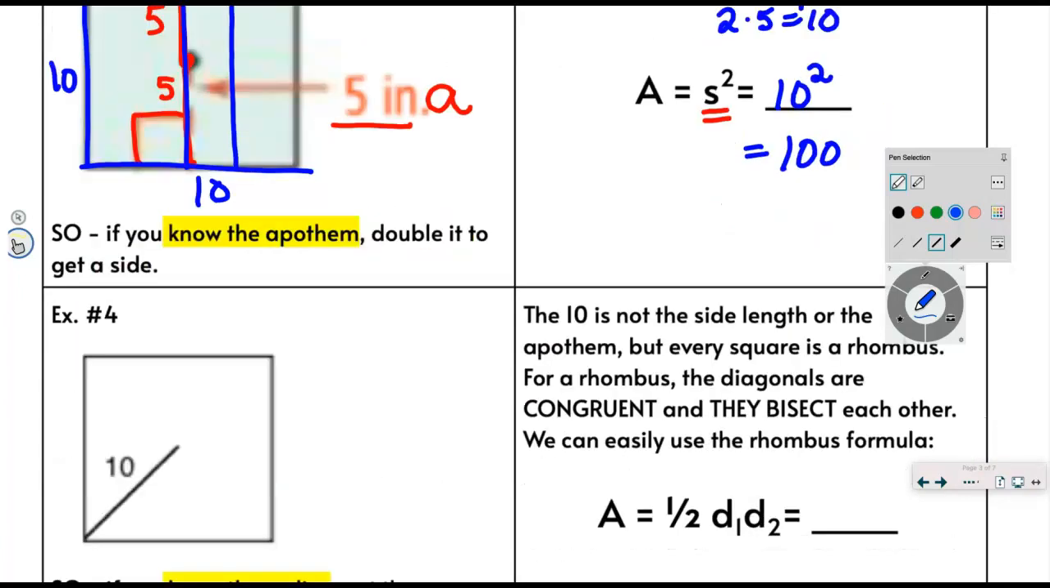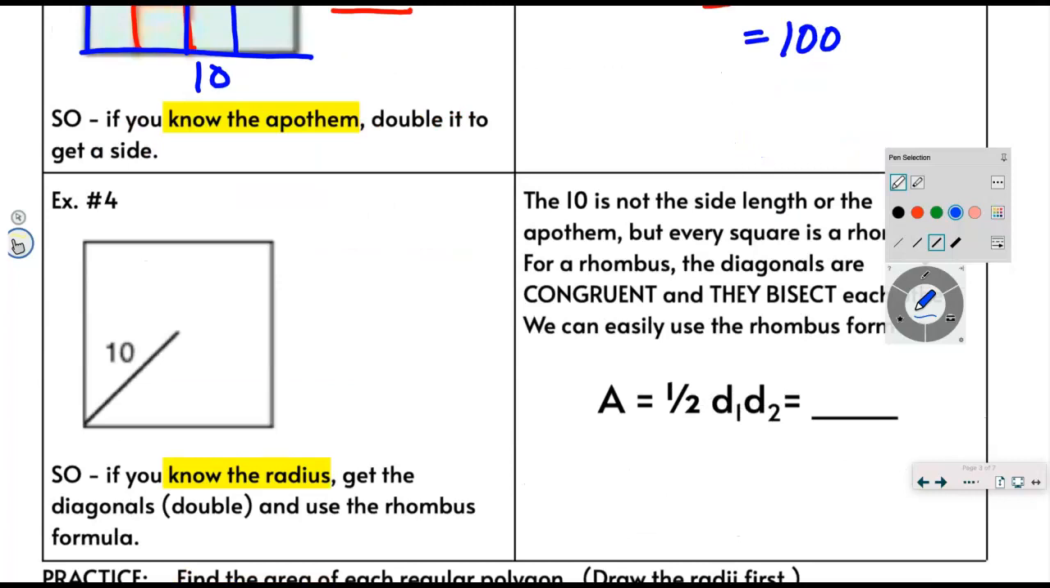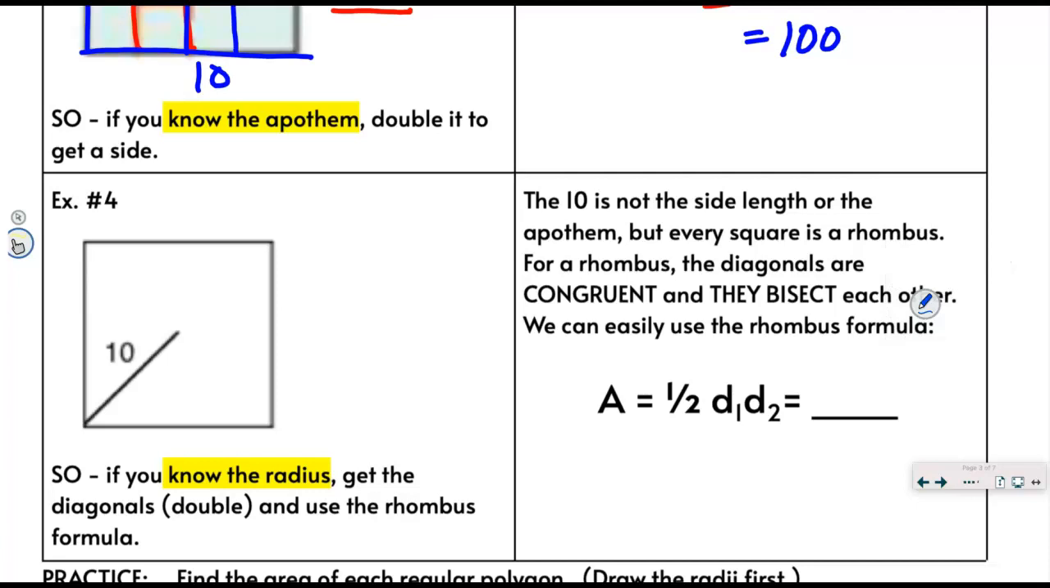Again, we can use some shortcuts with this square. All right, so my next shortcut that I want to show you is, what if you're given this piece on the square? And I would ask you, in class I would have said, what is this? Is it a side length? Is it an apothem? Is it a radius? Is it a height? What is it?